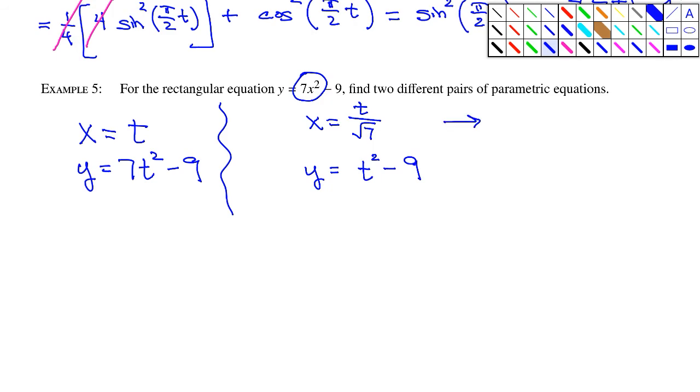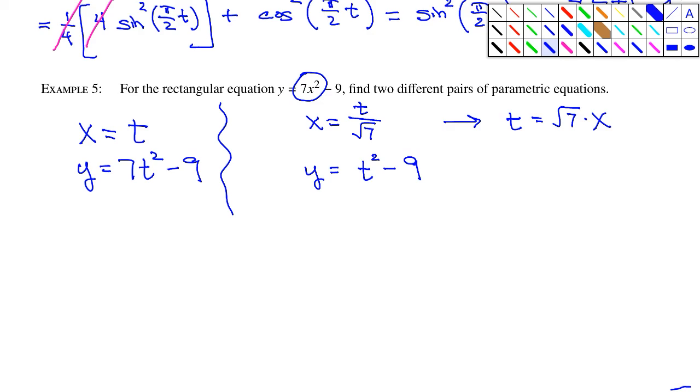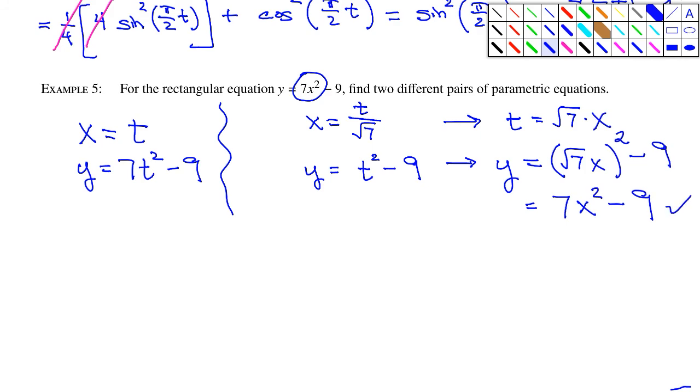To check this, I would solve the x equation for t, which would be t is equal to the square root of 7 times x. And then I would plug that into the y equation. y is equal to t squared minus 9, so that's going to be the square root of 7 times x, squared, minus 9. But the square root of 7 squared is 7, and then x squared minus 9. So that works out as well.